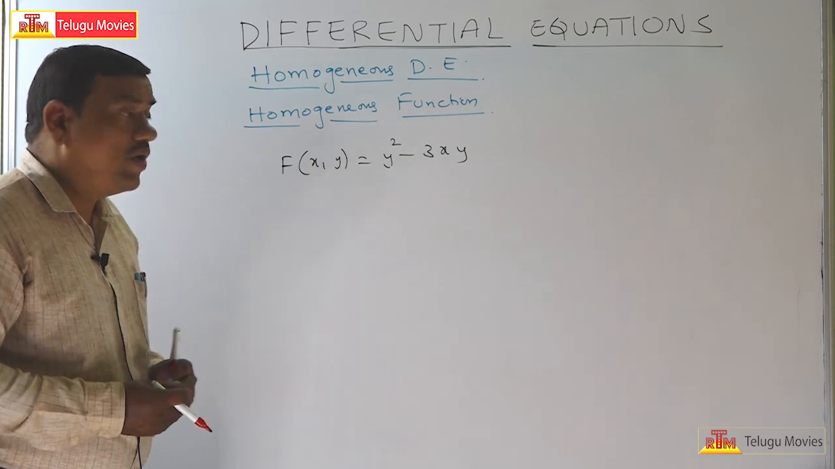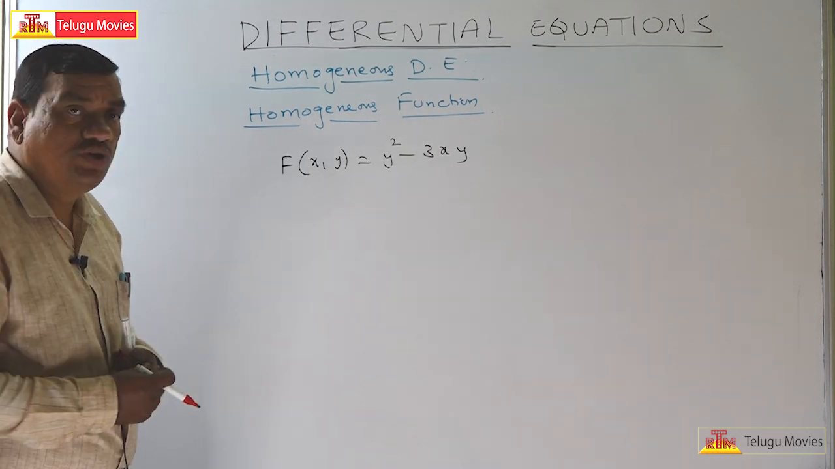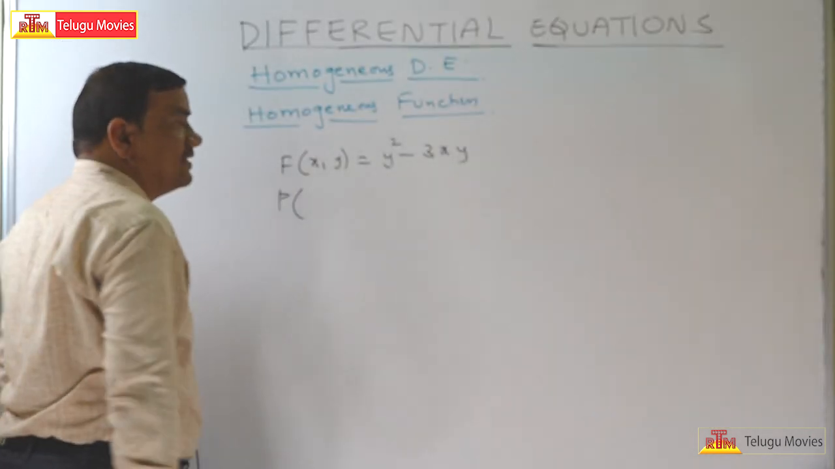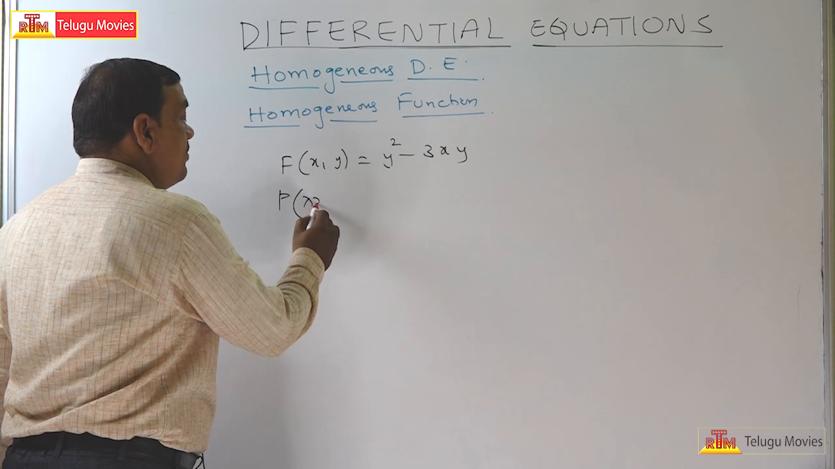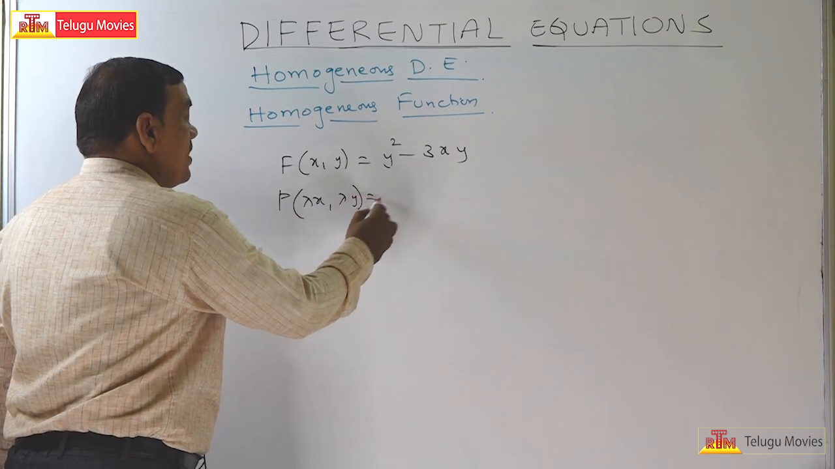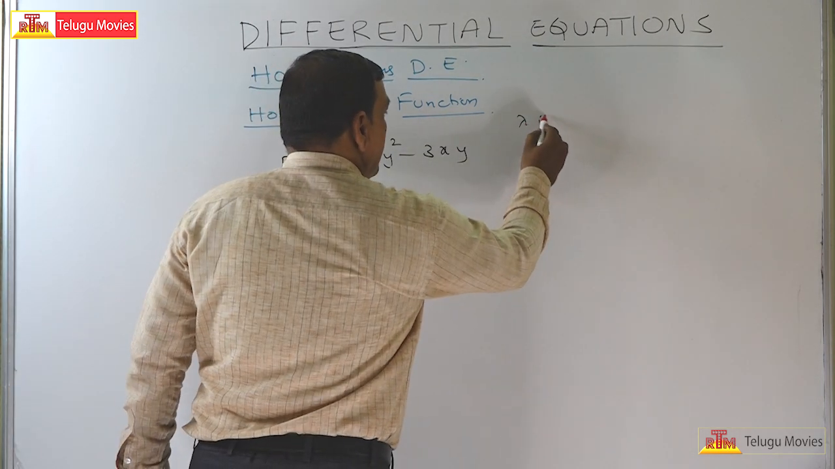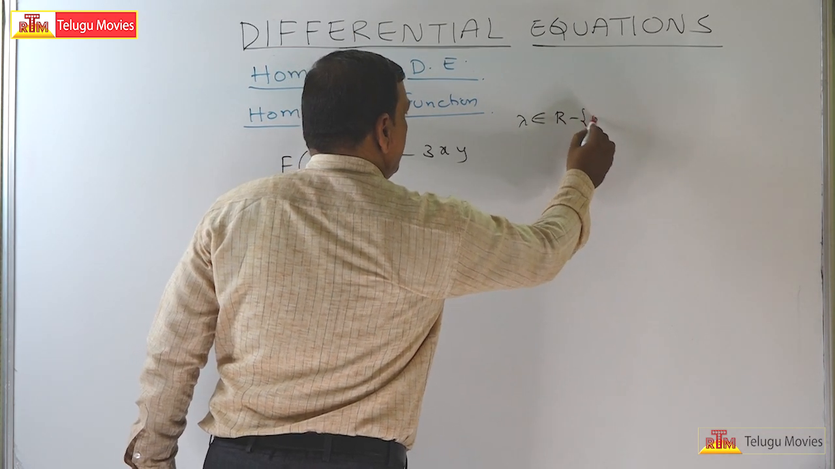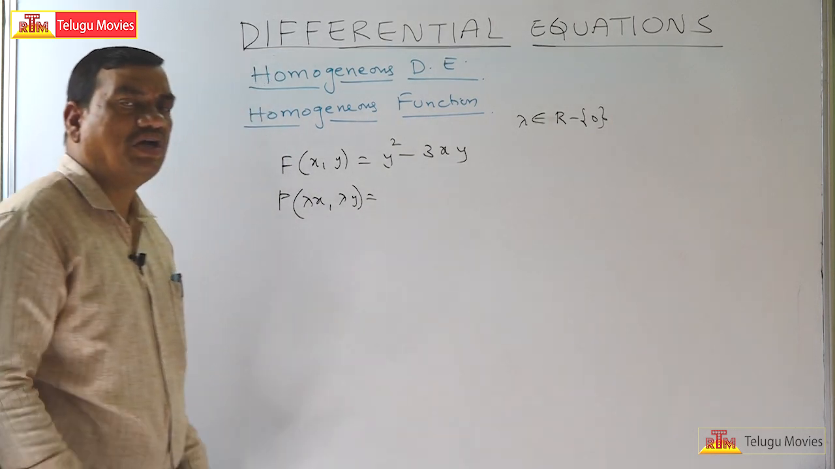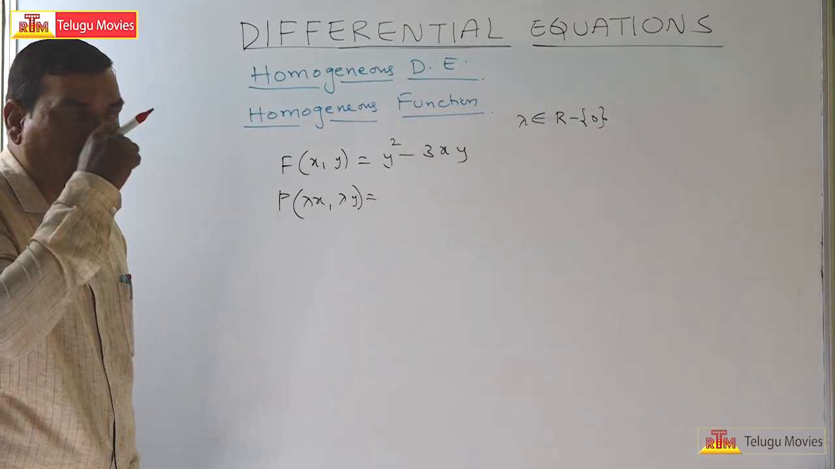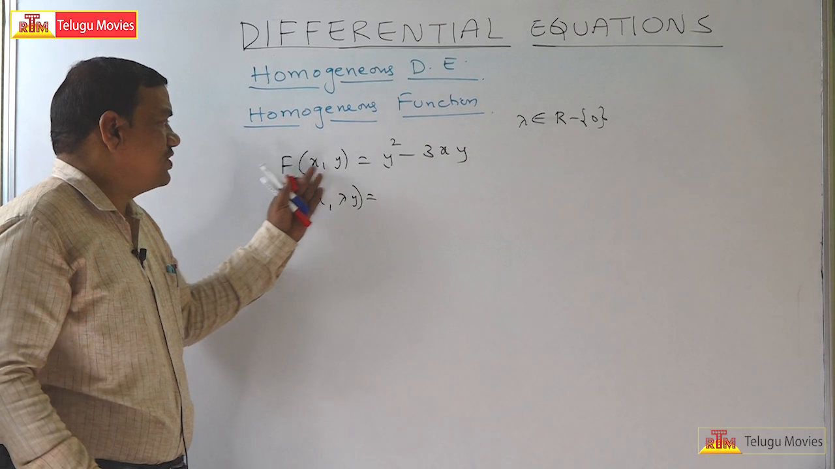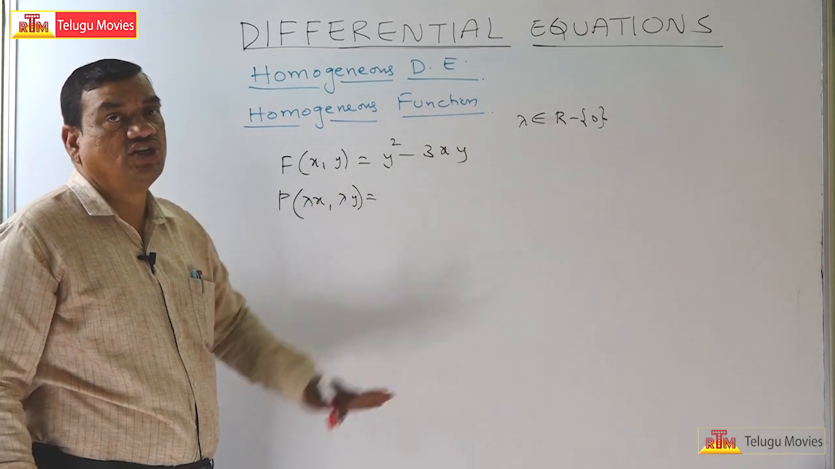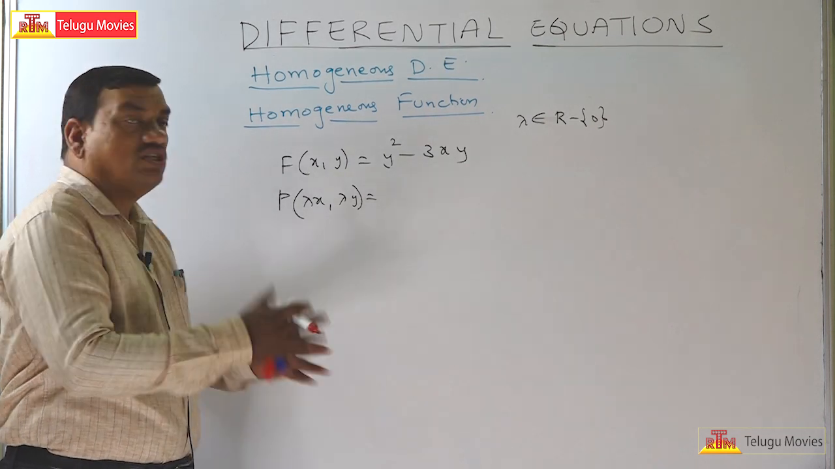Then how do you call it a homogeneous function? In the variables, substitute lambda x and lambda y. Here lambda is a non-zero real number, any real number, whatever it may be, but it should not be 0. If you substitute 0, everything will become 0. Okay? Right.